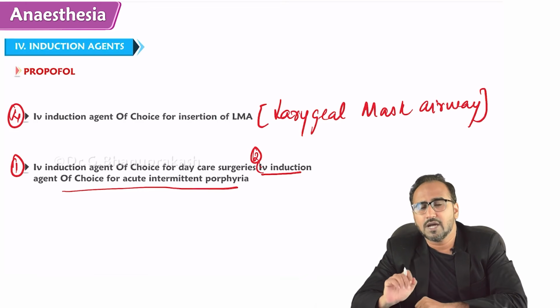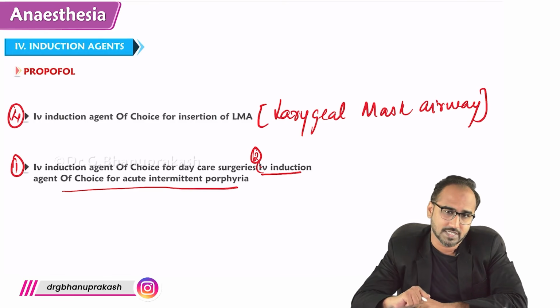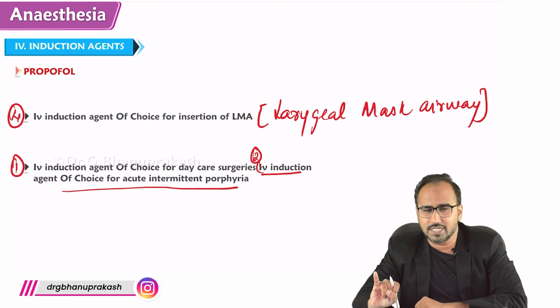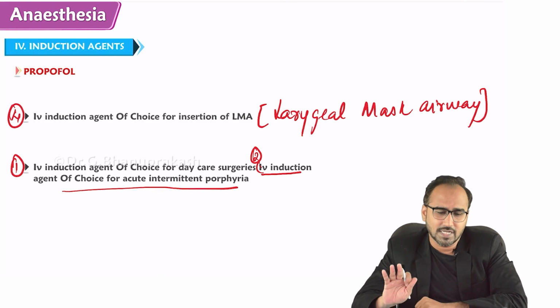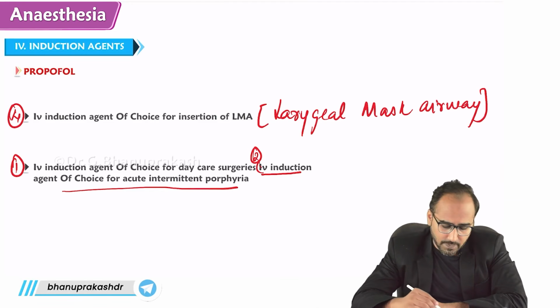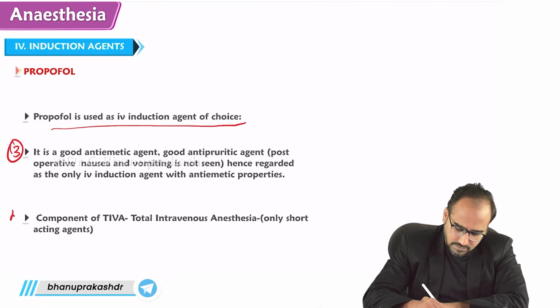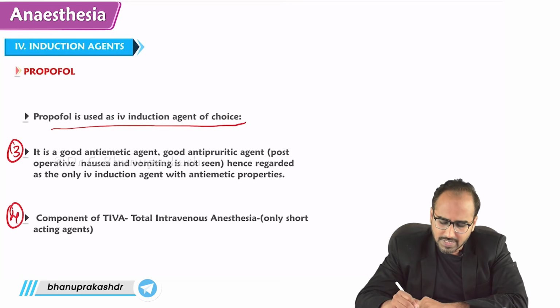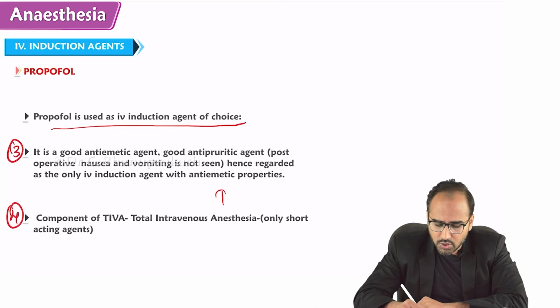So once again guys, propofol is used as an IV induction agent of choice in 5 conditions. First, day case surgery. Second, porphyria. Third, LMA insertion. Fourth, it has antiemetic property. Last, propofol can be used as a component of TIVA. What is TIVA, guys? TIVA is total intravenous anesthesia.